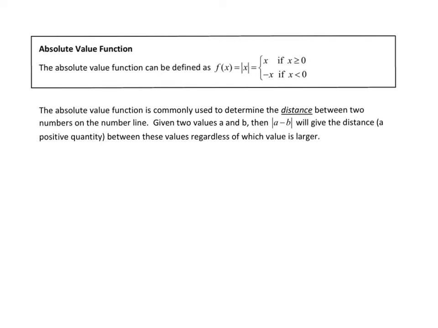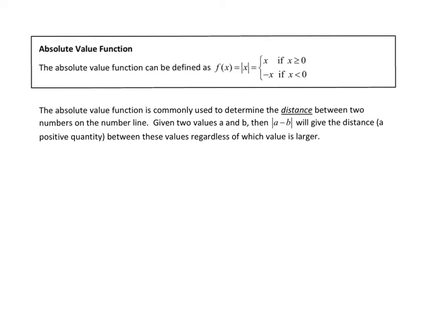We can also think of absolute value as a distance between numbers on a number line. Because we're thinking about this as a distance, the distance between any two numbers will always be a positive quantity. So when we take the absolute value of a number, whether that number is positive or negative, because we're thinking distance, we'll always receive a positive answer.